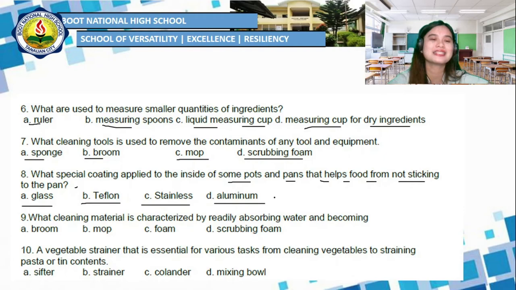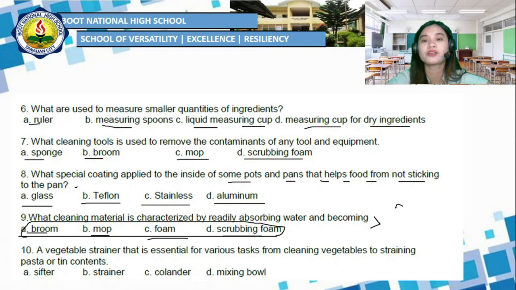Alright, next, let's have number 9. What cleaning material is characterized by readily absorbing water and becoming? A, broom. B, mop. C, foam. Or D, scrubbing foam. Now, class, if the answer is not in the choices, you can write the answer. Or if you think the answer is in the choices, you can write, for example, number 9, letter E, or number 9, letter A, number 9, letter B. But only one answer.